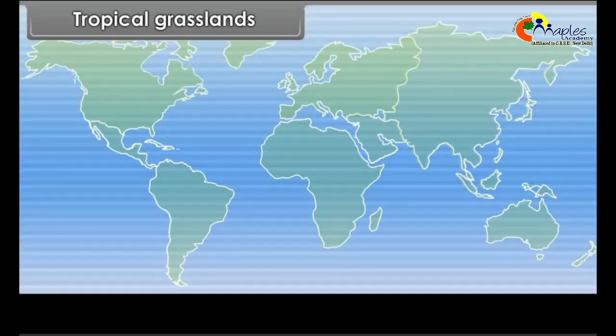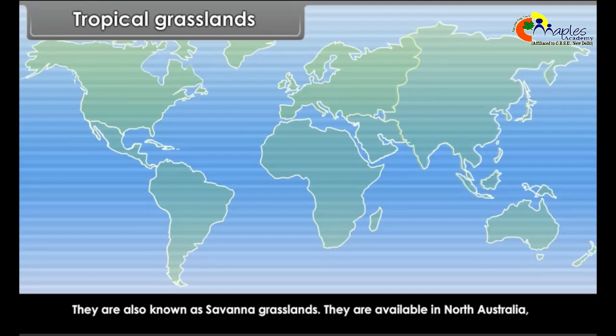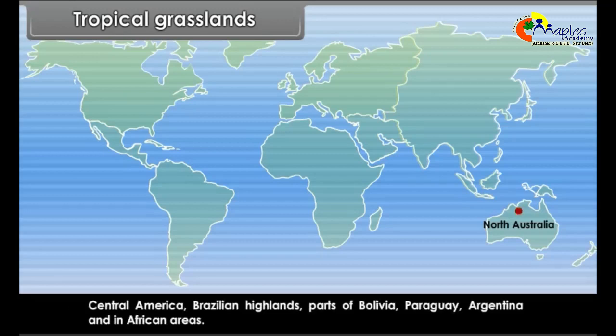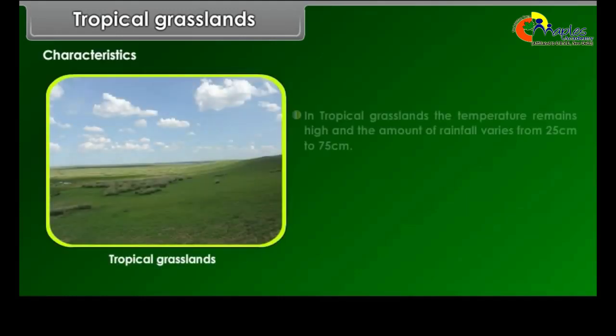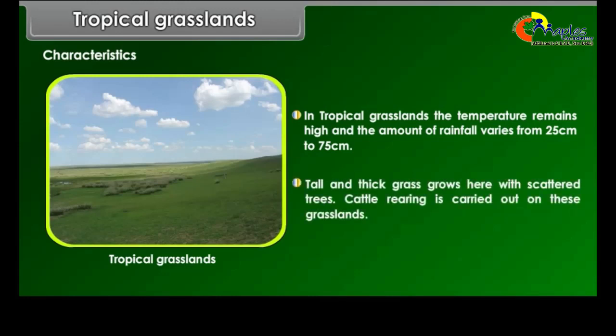Tropical grasslands. They are also known as savanna grasslands. They are available in North Australia, Central America, Brazilian highlands, parts of Bolivia, Paraguay, Argentina, and in African areas. Characteristics. In tropical grasslands, the temperature remains high and the amount of rainfall varies from 25 centimeters to 75 centimeters. Tall and thick grass grows here with scattered trees. Cattle rearing is carried out on these grasslands.